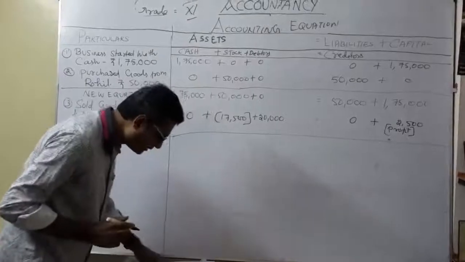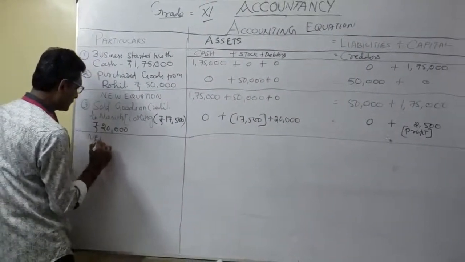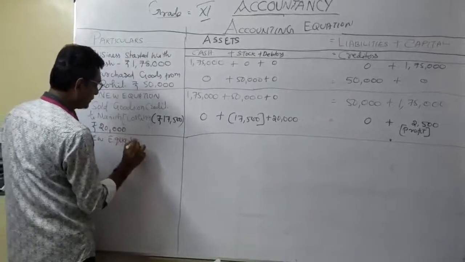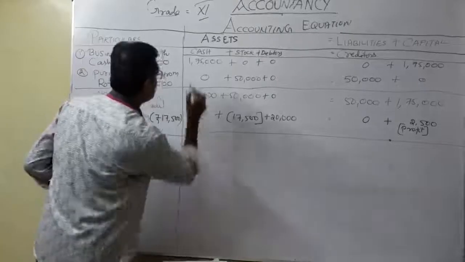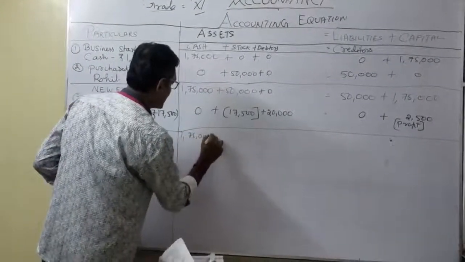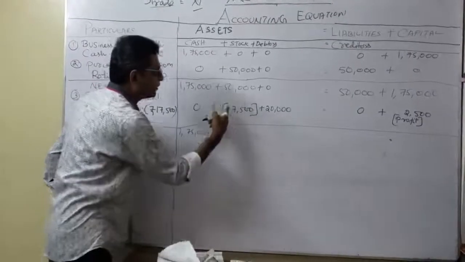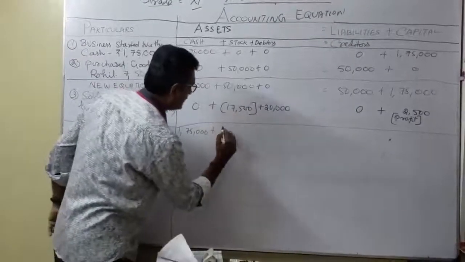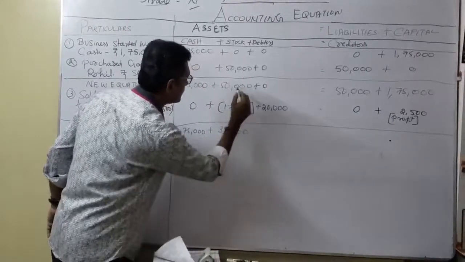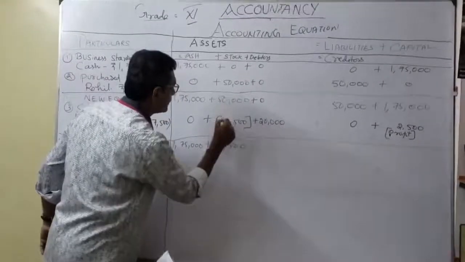Purchased furniture for office use. Okay, before that we are going to write the new equation. Our cash is how much? 1,75,000, plus my stock reduced now, correct? So 50,000, I reduce 17,500. So this is the easy calculation. So 0, 0, 10 minus 5, 5. So 9 minus 7, 2. So 4 minus 1, 3.